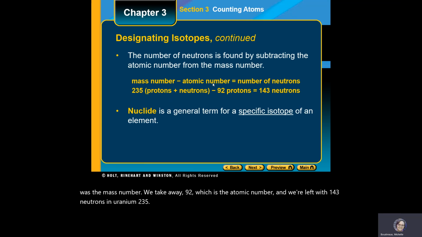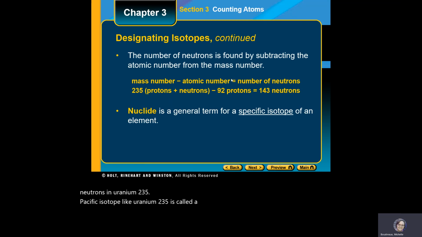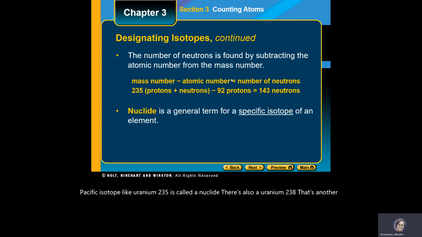A specific isotope, like uranium-235, is called a nuclide. There's also uranium-238. That's another nuclide. There's also uranium-236. That's another nuclide. Those are different isotopes, but the individual isotope we call a nuclide.